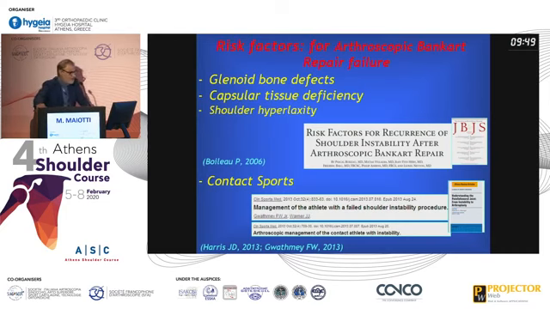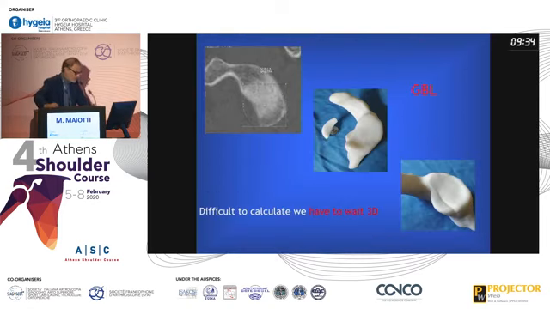So, just a little introduction. The risk factors for arthroscopic Bankart repair failure are glenoid bone defects, big glenoid bone defects, capsular tissue deficiency, shoulder hyperlaxity, and contact sports. Now, just to tell briefly, it's very difficult to calculate the bone loss. And the future is we have to wait for 3D.